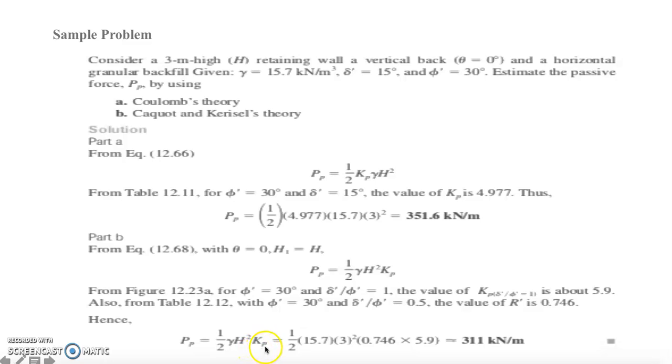So since the ratio between delta over phi prime is 0.5, we need to add the value for the reduction factor. So basically you multiply the reduction factor by our K sub P, which is 5.9, and multiply that to h squared times gamma times 1/2, and basically that now is equivalent to 311 kilonewton per meter.